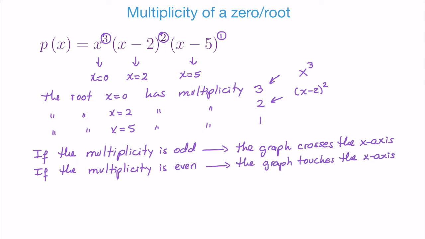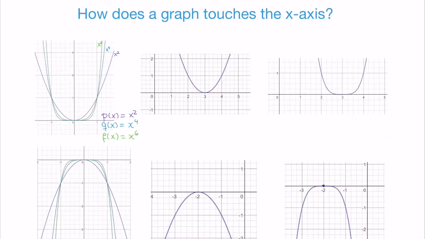But it is also true that if we go from the graph to the equation, when the graph crosses the x-axis, the multiplicity of the corresponding factor is going to be odd. Also, if the graph touches the x-axis, the corresponding factor of the equation has an even multiplicity. Here we have several examples to analyze the behavior near a root.